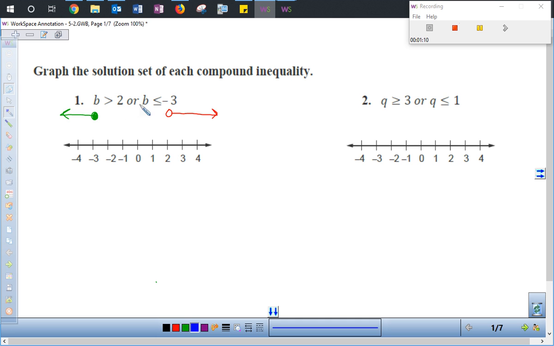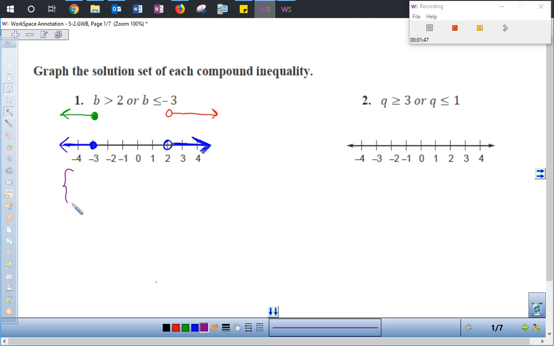When you're working with an OR inequality, you have to take both of these graphs and bring them straight down onto your graph. So I'm going to take this green one, b is less than or equal to negative 3, and I'm going to bring it straight down to my graph. Then I'm going to take this red one, b is greater than 2, and I'm going to bring it straight down to my graph. And that's our final response. Now we just have to write it in set builder notation.